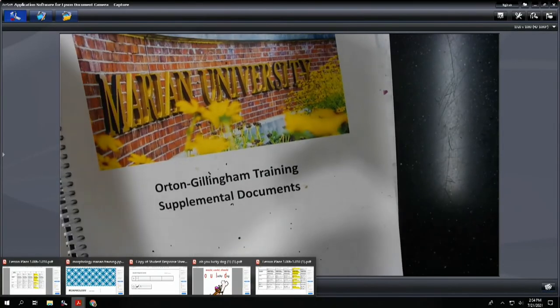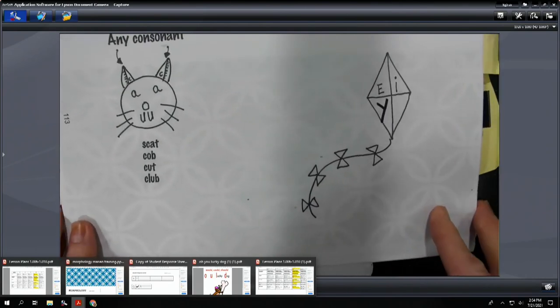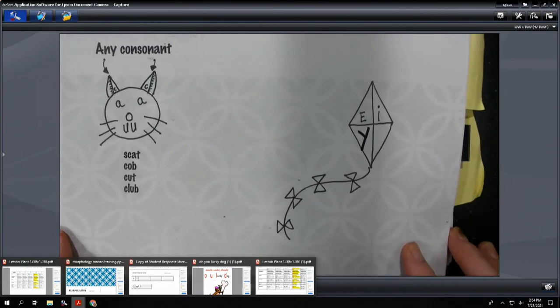Okay, if you would turn in the supplemental documents to page 113, I want you to add a letter here. This is the same picture, just done a little differently. This is by Jamie.